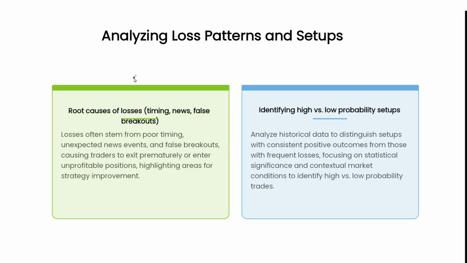Analyze your loss pattern and setup. This is very important: the root cause of a loss. Was the timing right? Was it a news-based trade which I have taken, or was it a false breakout? In timing, this is helping a lot. Initially I used to trade the pre-open market, somewhere from 9:08 to 9:20, 9:25, and most of the time my stop loss got triggered because that is the time the market is highly volatile.